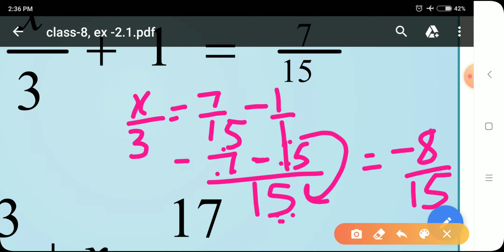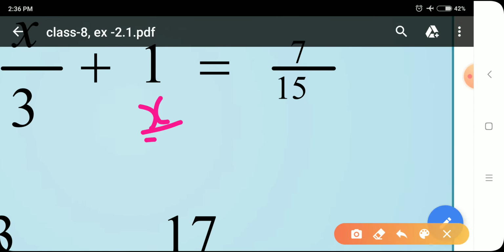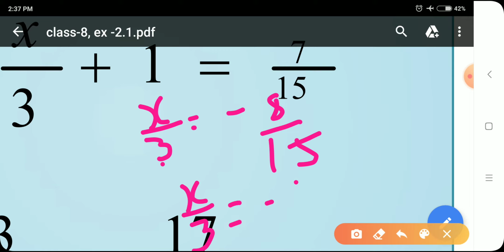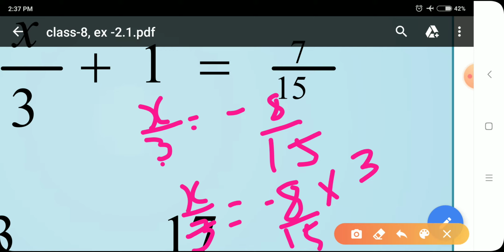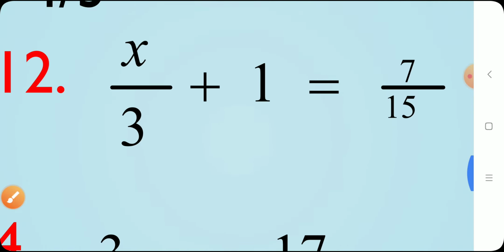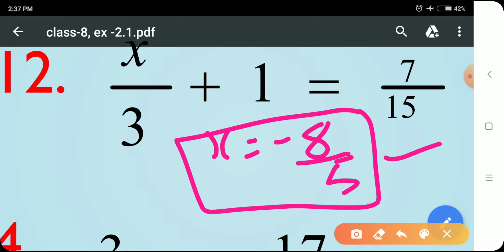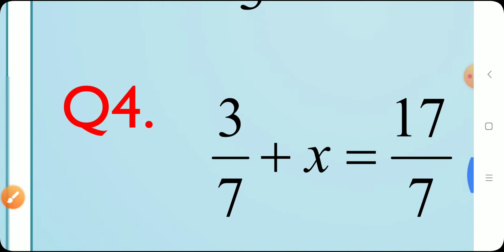Okay, after solving these two, I will write it here again, x by 3 is equal to minus 8 by 15. Now 3 is in division. In the next step it will change into multiplication. 15 into 3. In the next step 3 is removed here, so it will change into 8 by 5. So your result will be minus 8 by 5. This is your answer.